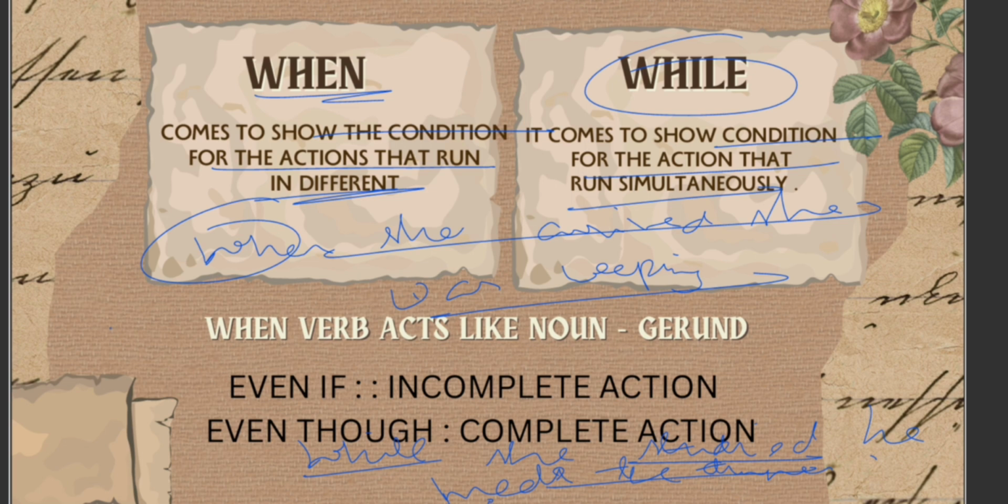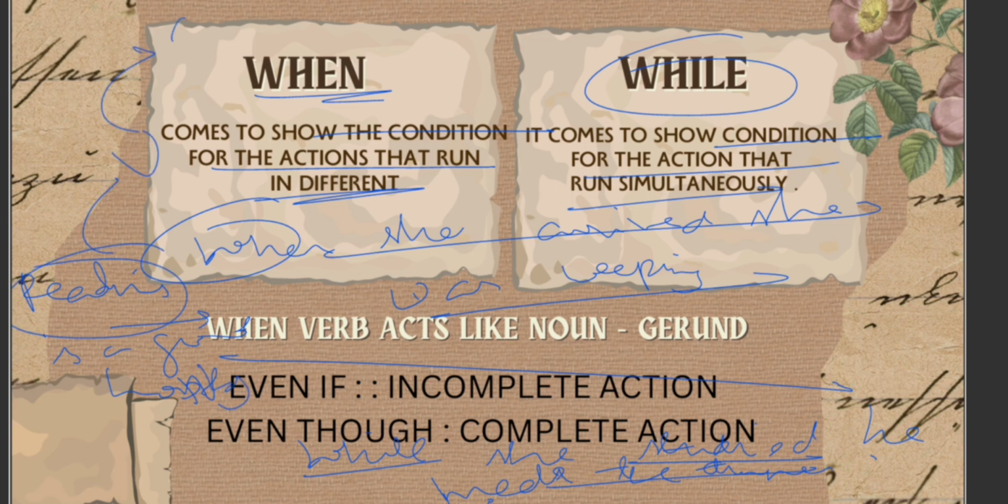Now you remember that in the last class I told you about a gerund. I gave you an example which went like, reading is a good hobby. Now, reading out here is a verb which is acting like a noun. Acting like a noun, which makes it a gerund. Okay?